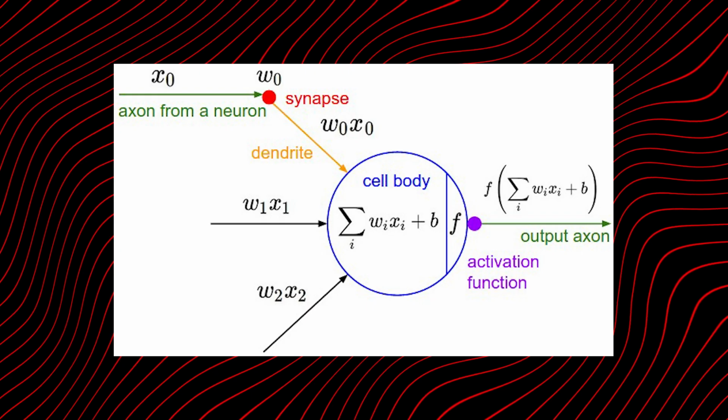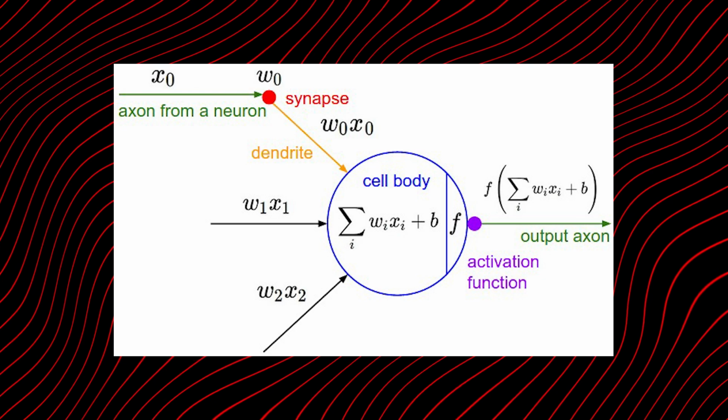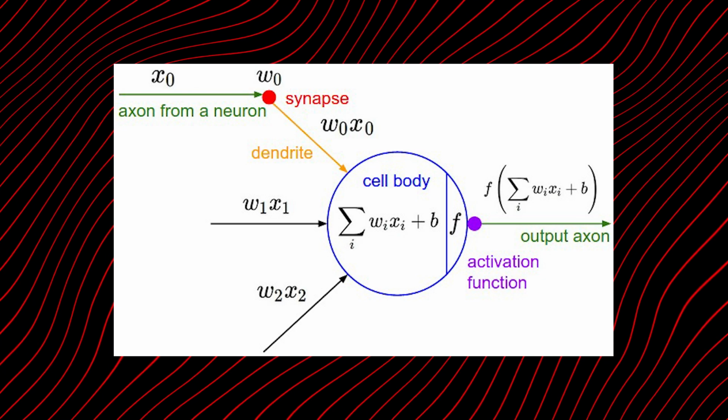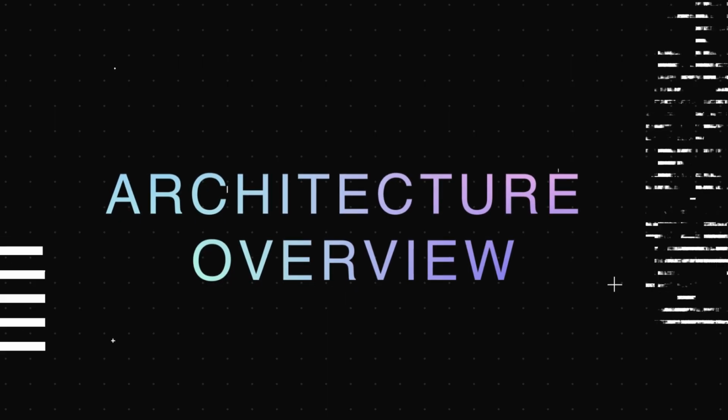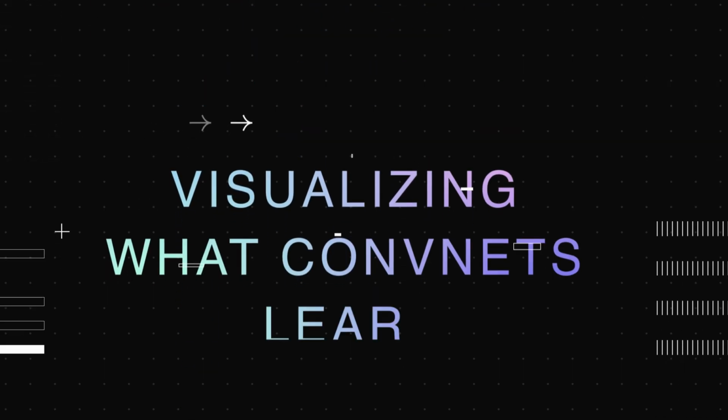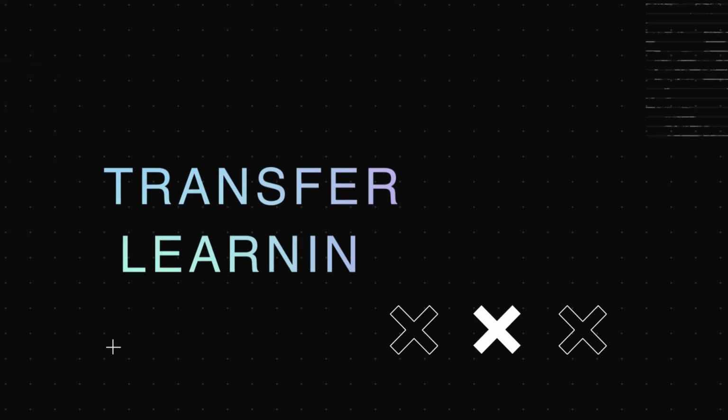So what's different? CNN architectures make the explicit assumption that the input is an image, allowing us to encode specific properties into the architecture. This assumption makes the forward function more efficient and significantly reduces the number of parameters in the network. In this video, we'll be going over an overview of the ConvNet architecture, then ConvNet layers, ConvNet architectures, visualizing what ConvNets learn, and transfer learning.